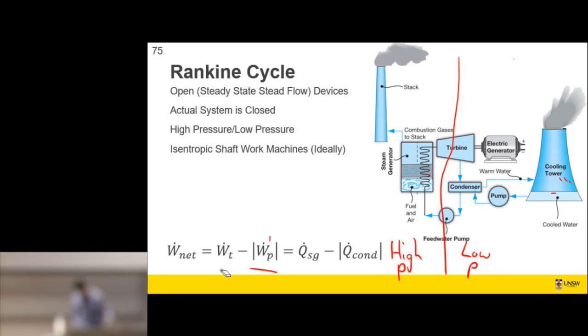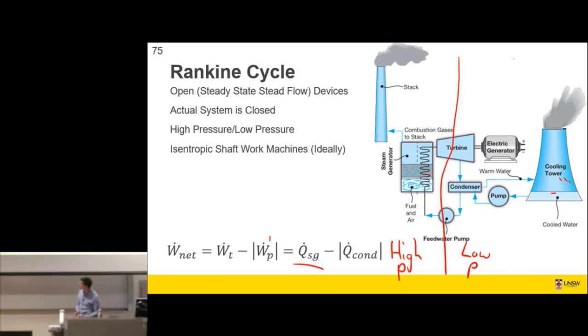Or you can do work net on a heat basis because work net equals Q net. So it'll be the heat put into the boiler or steam generator minus the heat lost in the condenser. So you want to put as much heat into the boiler proportionally as you can and lose as little heat in the condenser as you can. In reality, you must lose some heat in the condenser because of the turbine restrictions and so forth.